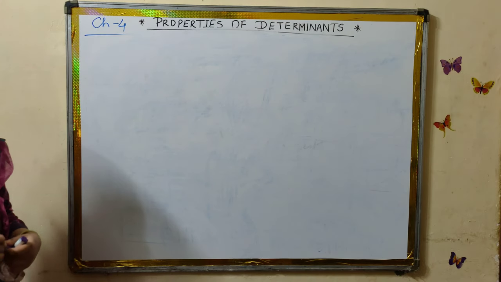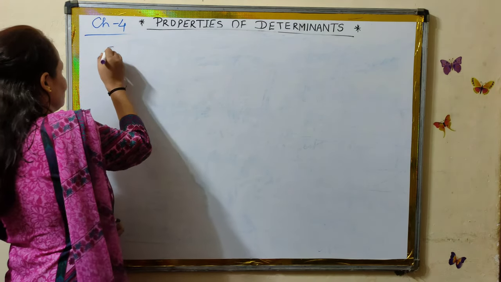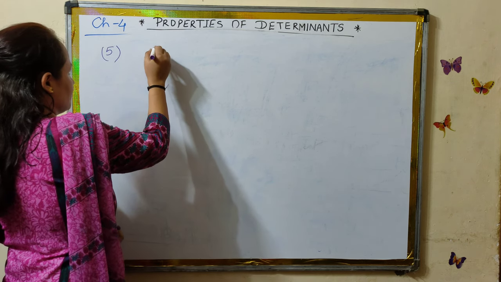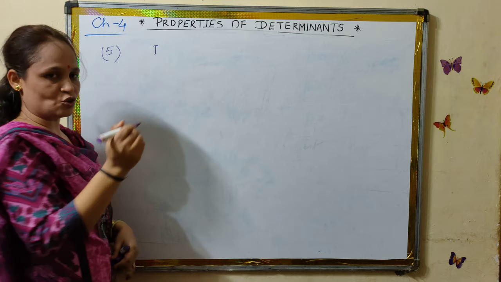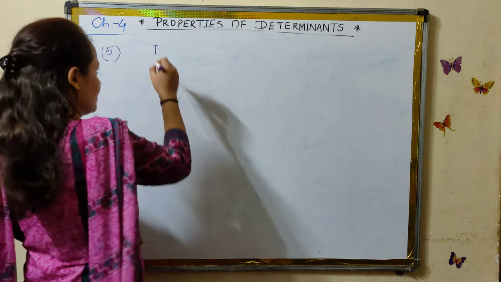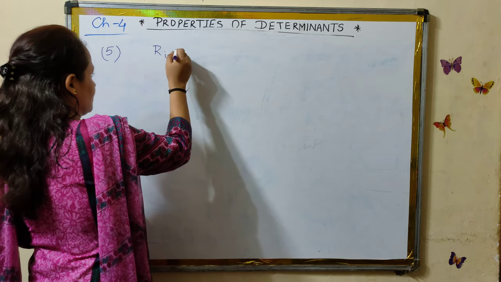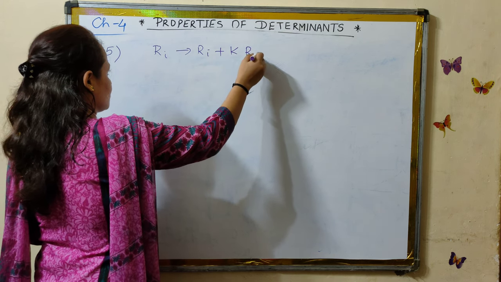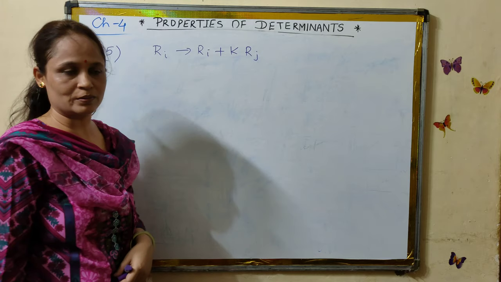My children, let's continue with the fifth property. We've done four properties in the previous video. In this property, you're going to apply one of the operations that you have done while calculating the inverse. Remember this operation that you have done while calculating the inverse of a matrix by elementary row operations.